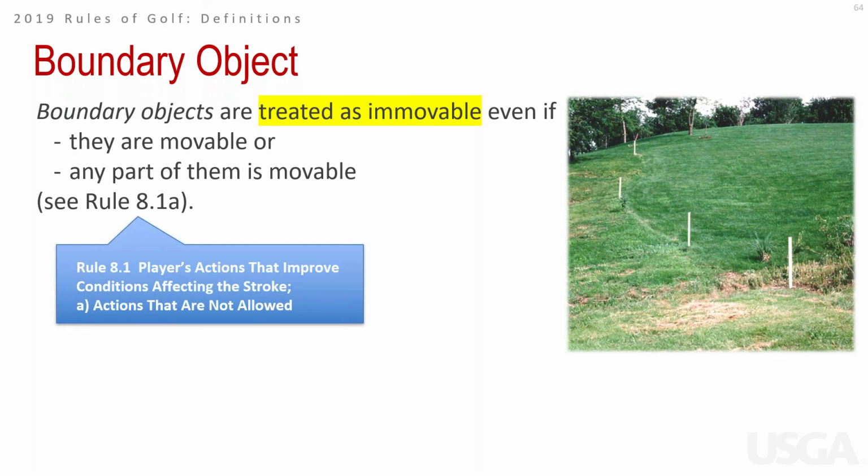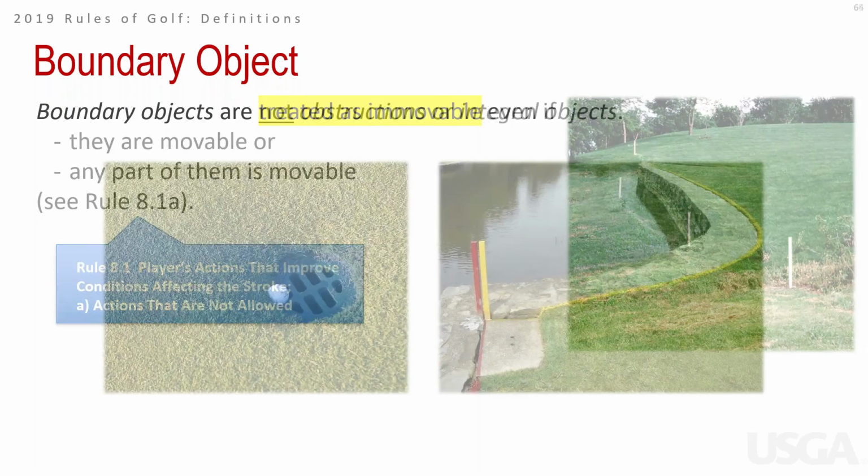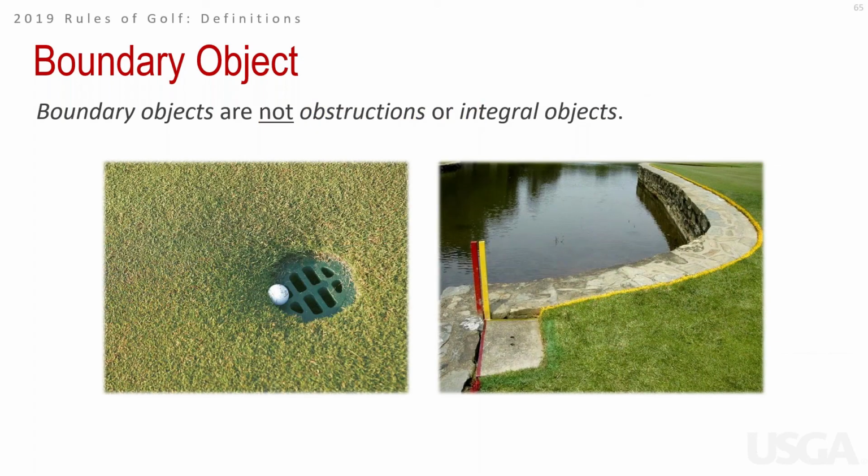There is a note to a rule here, Rule 8.1, players' actions that improve conditions affecting the strokes and actions that are not allowed. It goes into some of the specifics about what to do if you do move that boundary object, such as the stake, and if there's a penalty attached to that, and when that penalty, if there is one, would be applied. So if you'd like to continue to do some further reading, I encourage you to read 8.1. And just like our integral objects, boundary objects are not obstructions or integral objects.